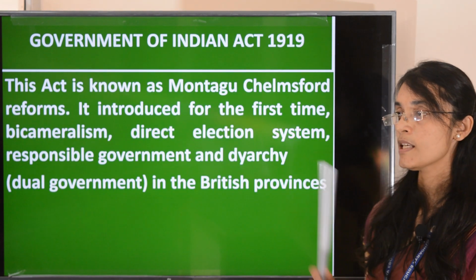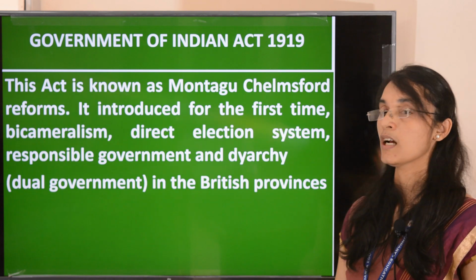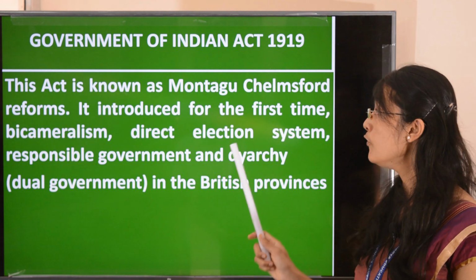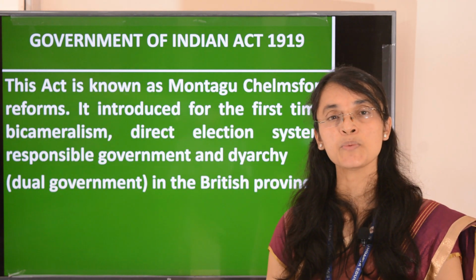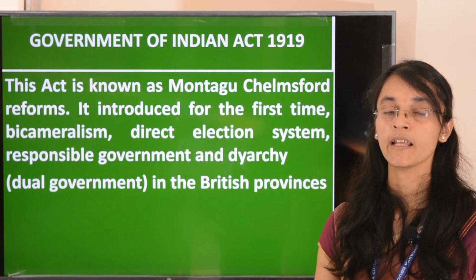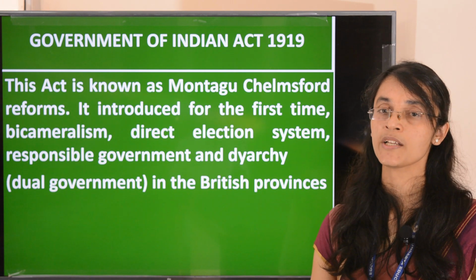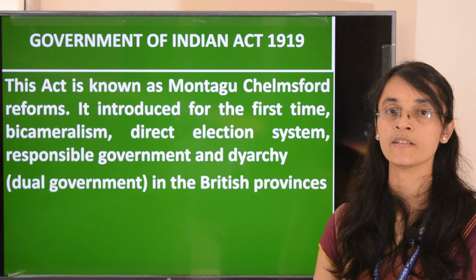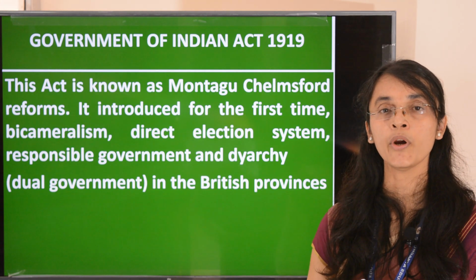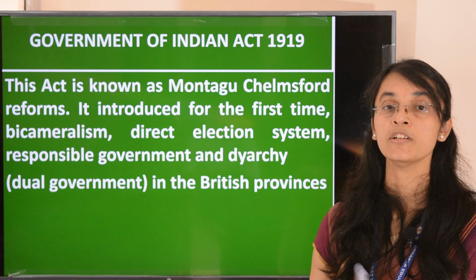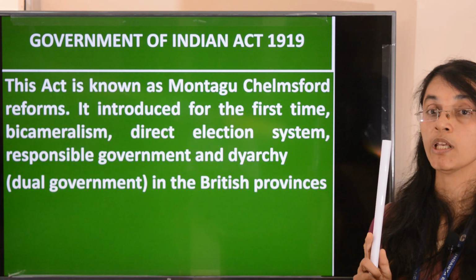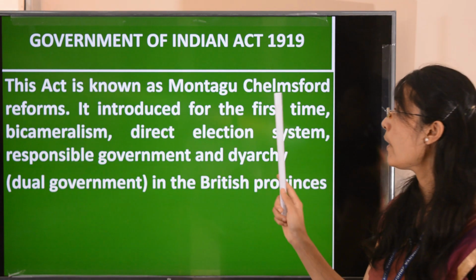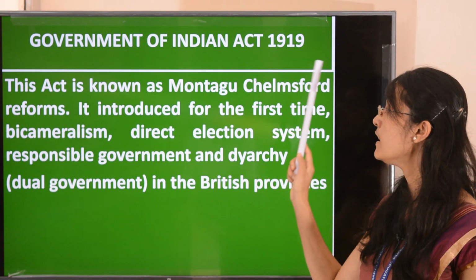Students, see here, this act completely failed to fulfill the demands of Indians. So Congress, under the leadership of Gandhiji, started agitation for Swaraj. Here Swaraj means independence. So the British government appointed the Simon Commission in 1927 to enquire into the report of 1919.